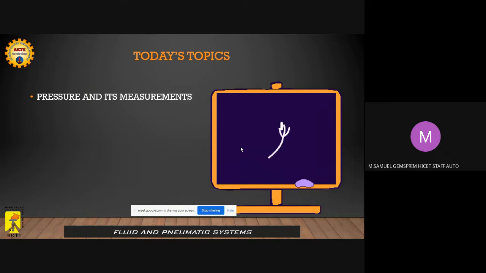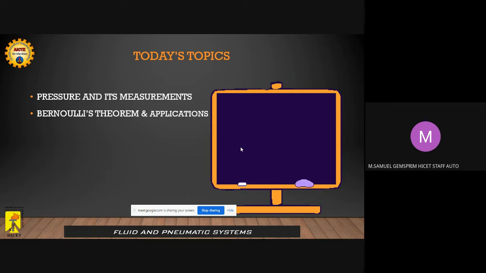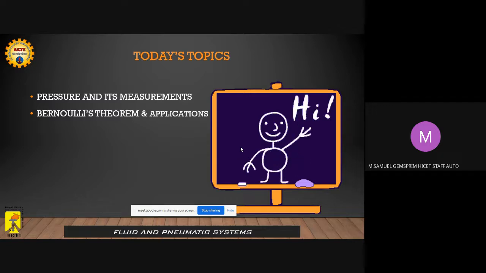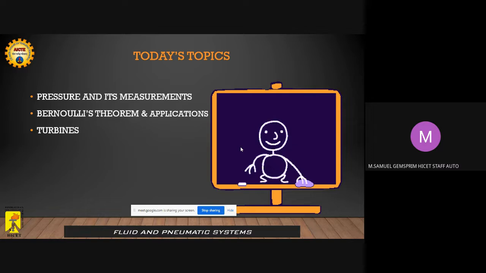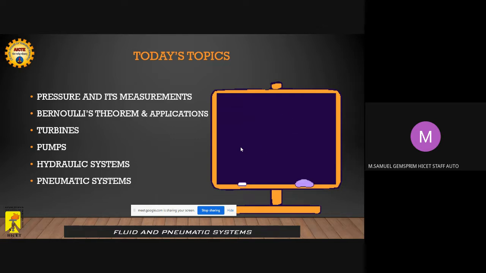Today, as per our schedule, we are going to see some of the important topics. First, we have pressure and measurements. Second, we have Bernoulli's theorem, which serves as an important theorem in many fluid mechanics applications, along with its applications. Then turbines and pumps, which are covered under fluid mechanics, followed by the hydraulic systems and their associated components, and pneumatic systems. So these are the various topics which we are going to cover in this particular session.